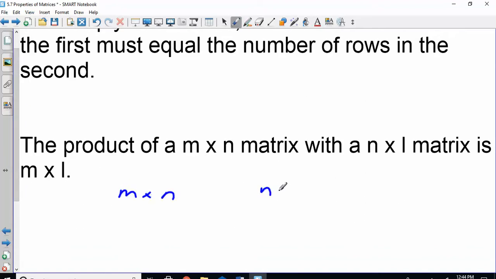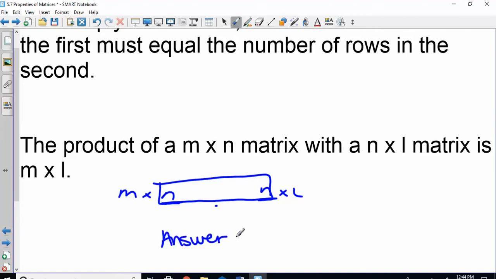So if the first one is an m by n matrix and the second one is an n by L matrix, in order to be able to multiply them, the number of columns in the first has to equal the number of rows in the second. So those two numbers have to be equal. That tells me I can multiply them. And the dimensions of the final answer will be the other two numbers. So I can multiply them because I have n columns in the first and n rows in the second. And when I multiply them, my final answer will have m rows and L columns, whatever those numbers might be.